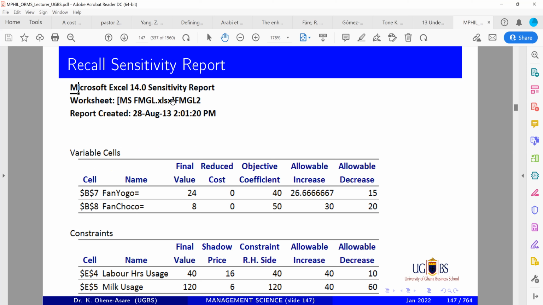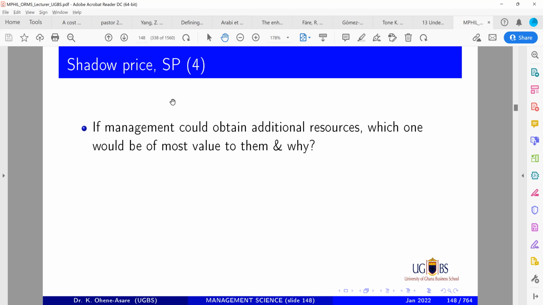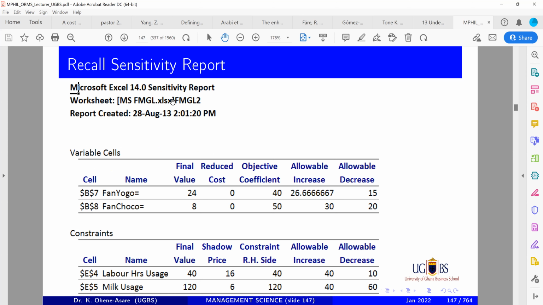But if it is zero, the constraint is not binding. Okay. Let me give you some questions related to this shadow price. Look at the first question. Here is the management of Farm Ghana Limited, and they have a problem. The problem is that they want to get extra resources. Using the story of the shadow price, which of the resources will be of most value to them and why? Now look at the answer and raise your hand and tell me. Management wants to increase one of the resources, labor or milk. Which one of them will be of most value to them and why?